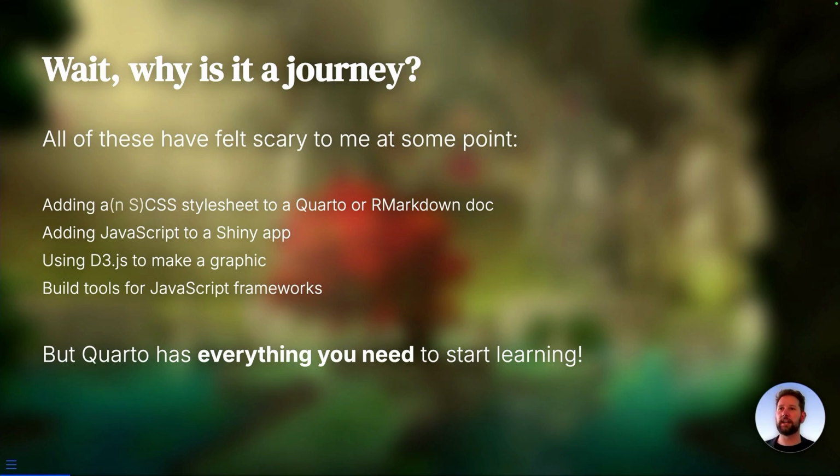Plenty of us have written a Shiny app, and then we hear that, in order to get something done, we need to add this little bit of JavaScript, and it feels like popping the hood on a car. If you haven't learned anything about how it works, it feels like you're just going down this whole layer of abstraction. And that's scary. And the same thing happens in JavaScript. D3.js is a very popular framework for making web graphics, but it's really intimidating. Same thing with the sorts of build tools that JavaScript frameworks use. They're often very confusing and difficult to learn if you're not a part of that world. But Quarto has everything we need to get started with web graphics and to start learning.